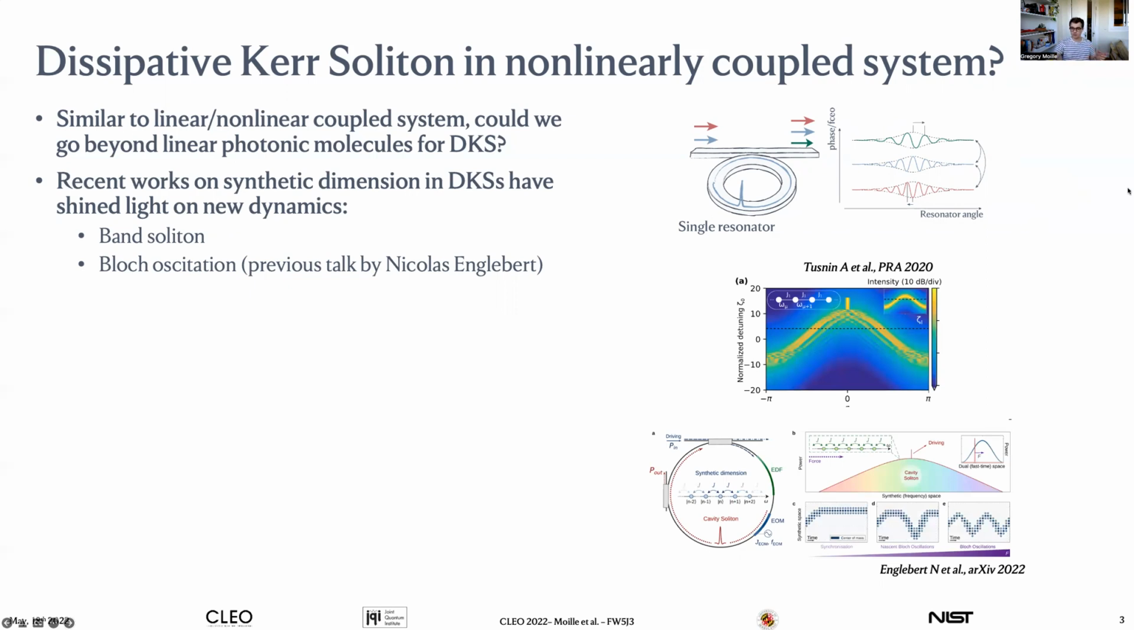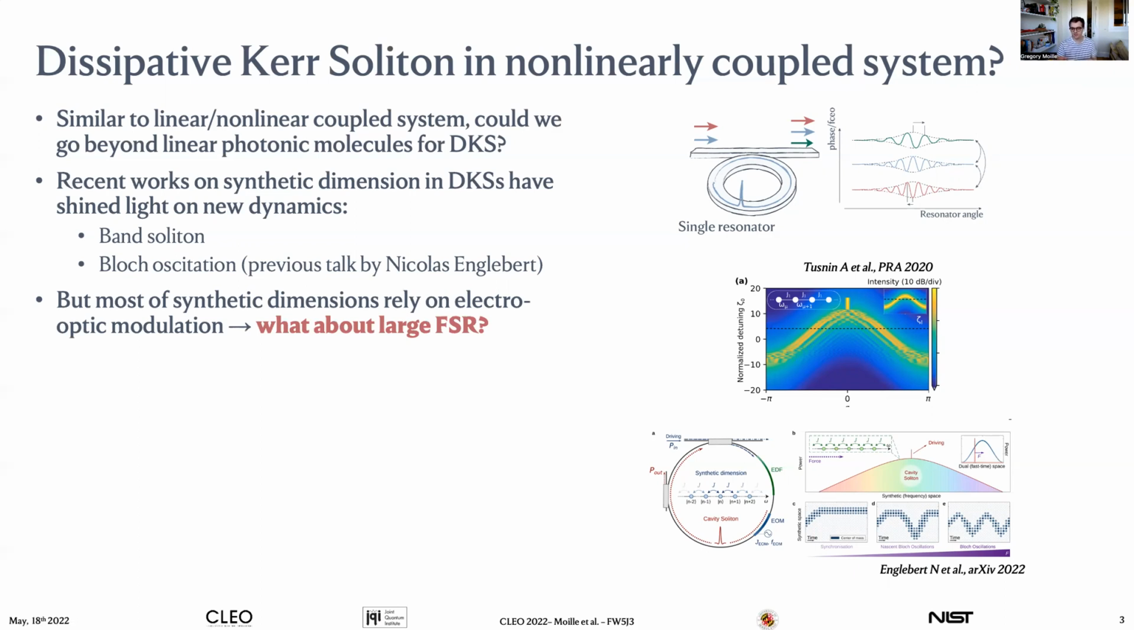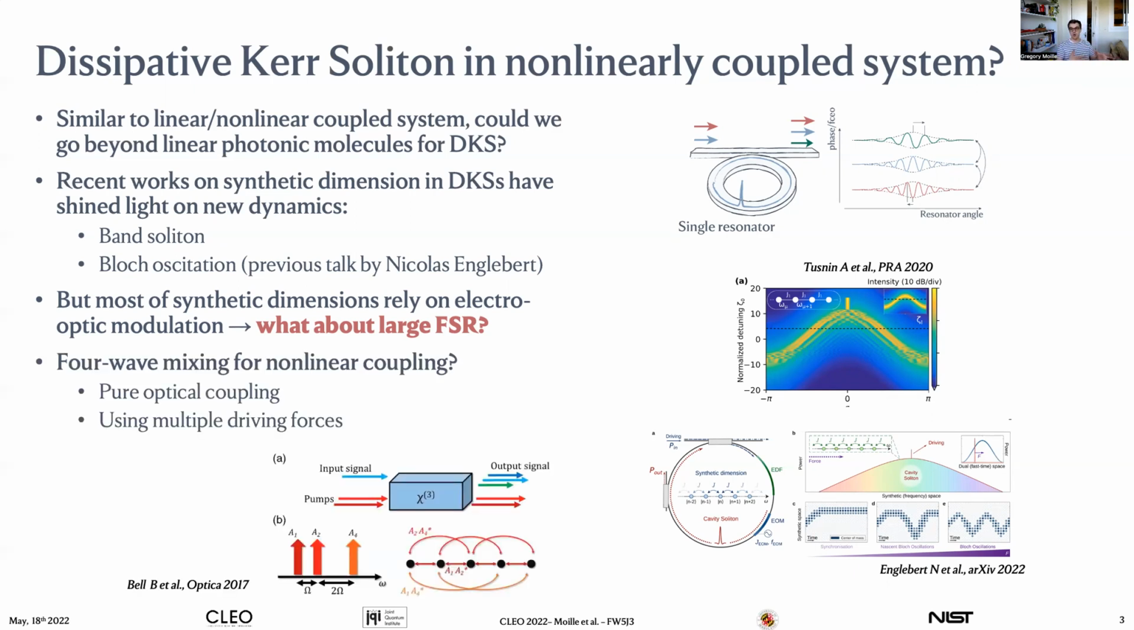For instance, this work also by Professor Kippenberg, where theoretically they show coupling between different modes and the creation of what is called a Venn soliton. And Nicola presented earlier very interesting work on Bloch oscillation and dissipative Kerr solitons. But most of this work relies on electro-optic modulation. It's a nonlinear phenomenon, a Chi2 phenomenon, but the issue is that it's low FSR. You cannot go to the kind of terahertz repetition rate that we use because we care about octave-spanning combs. So can you use something that doesn't care about repetition rate?